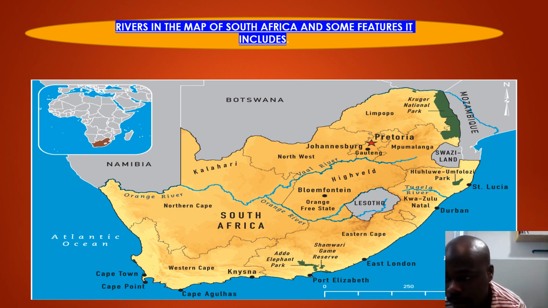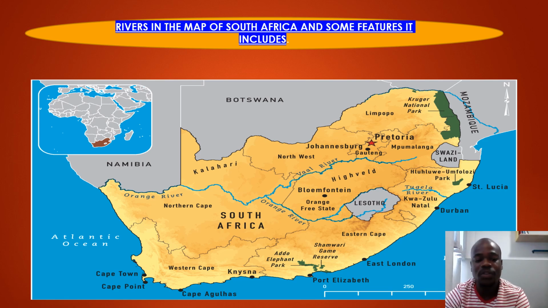So if I were to ask you to name the long rivers found in South Africa, you will say it's the Limpopo River as well as the Orange River, right? The Limpopo River is another long river. It flows along the border with Botswana and Zimbabwe and down through Mozambique to the sea, right? So that's an explanation of the Limpopo River.